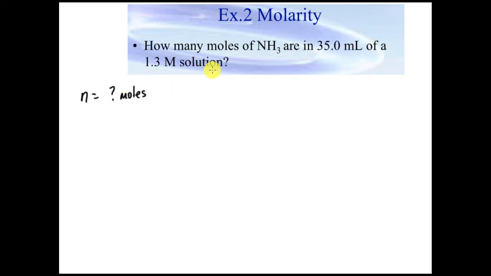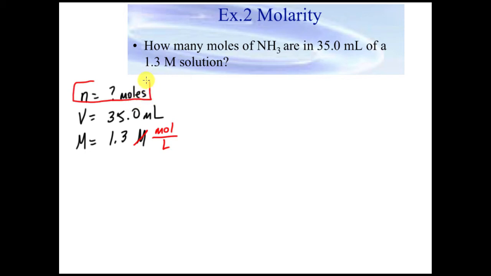Looking for moles of ammonia, I know that the volume is equal to 35.0 milliliters, and my molarity is equal to 1.3 molar. As I said before, I would strongly recommend that you convert this right away to moles per liter so that you remember what that capital M represents. So in this case, I'm looking for the number of moles, and I have the volume.